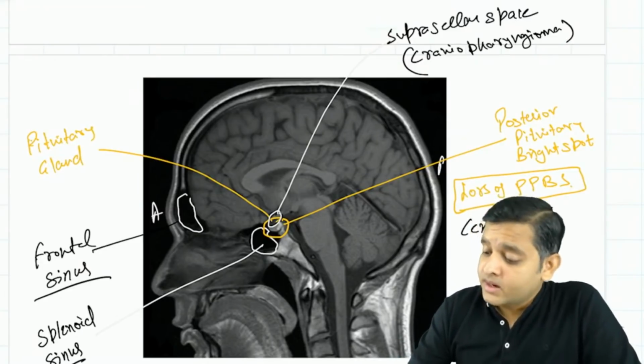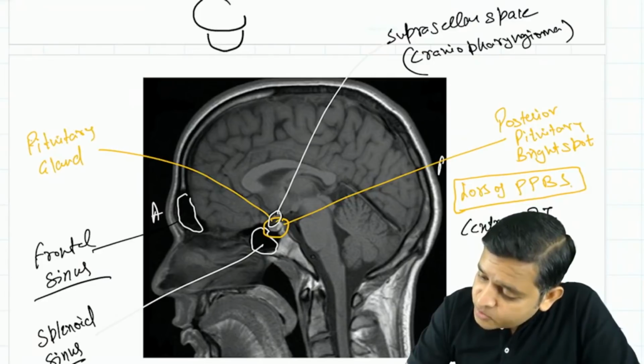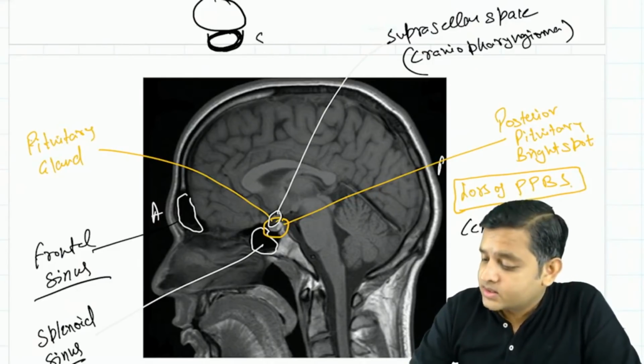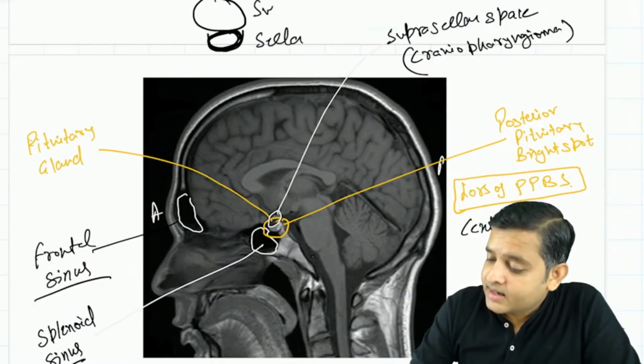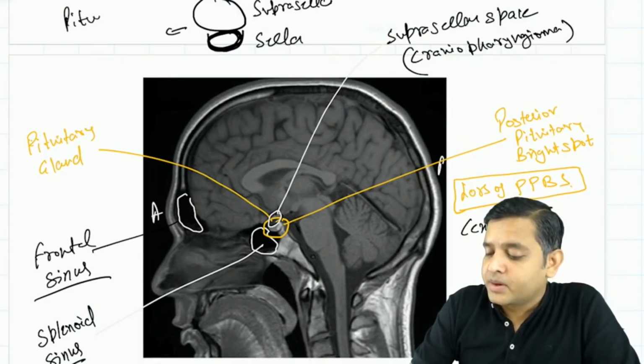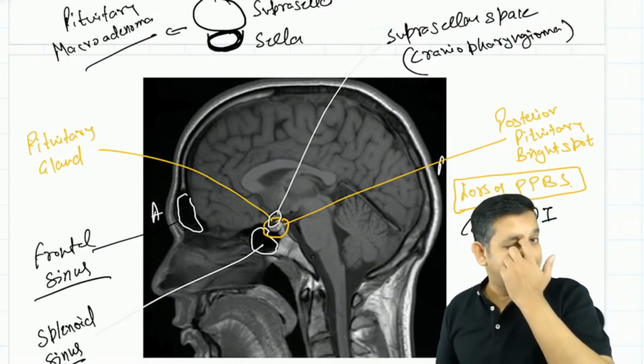However, you have to remember, if the tumor is in the sella as well as in the suprasellar space, so this is sella and this is suprasellar, then your first answer should be pituitary macroadenoma.